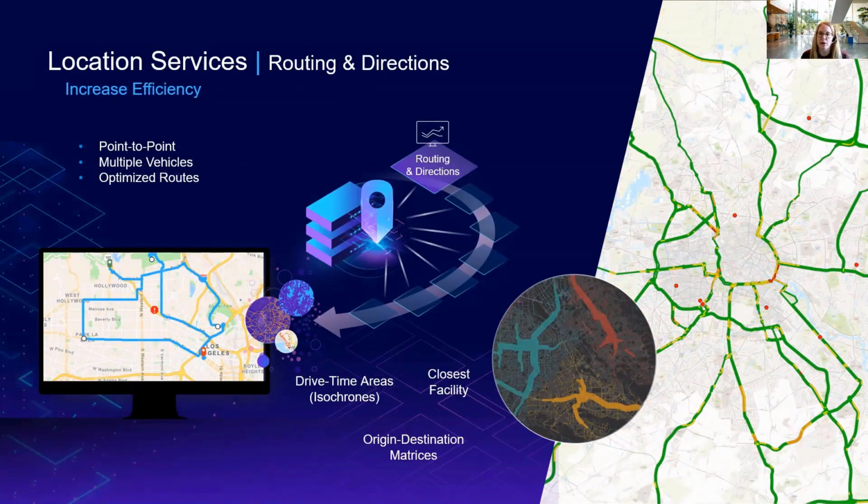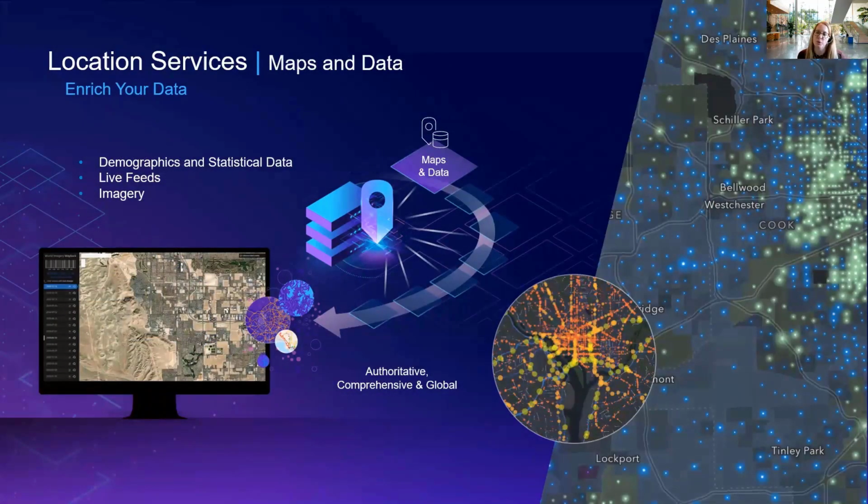We have a selection of routing services, which have the ability to deliver things like turn-by-turn directions, calculating drive time areas, and more. These routing services are really powerful because they take into account things like current traffic conditions. In addition to what we just discussed, we also have an extensive data library that everyone has access to.